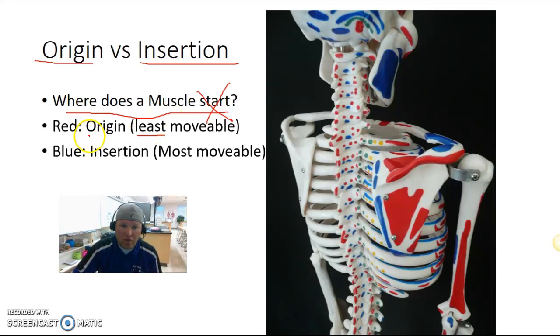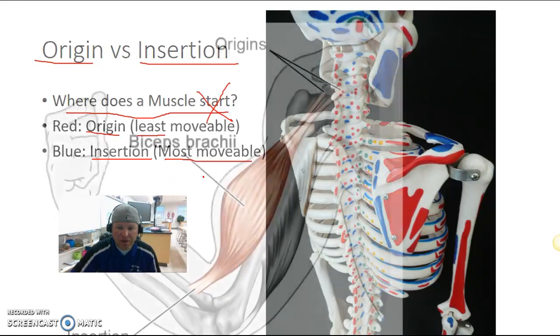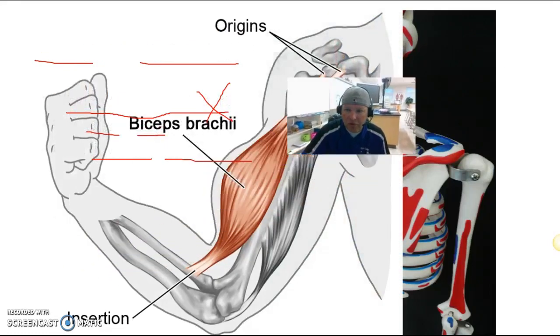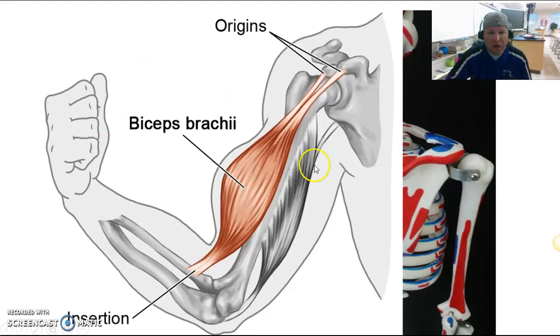So the origin is the anchor, and that's in color red on these diagrams, and insertion then is the most movable part. That is the most movable. So that's your origin and insertion. So let me show you a picture and see if this makes a lot more sense. Whoa, holy cow, I got a lot of stuff on here. Hold on. All right, there we go.